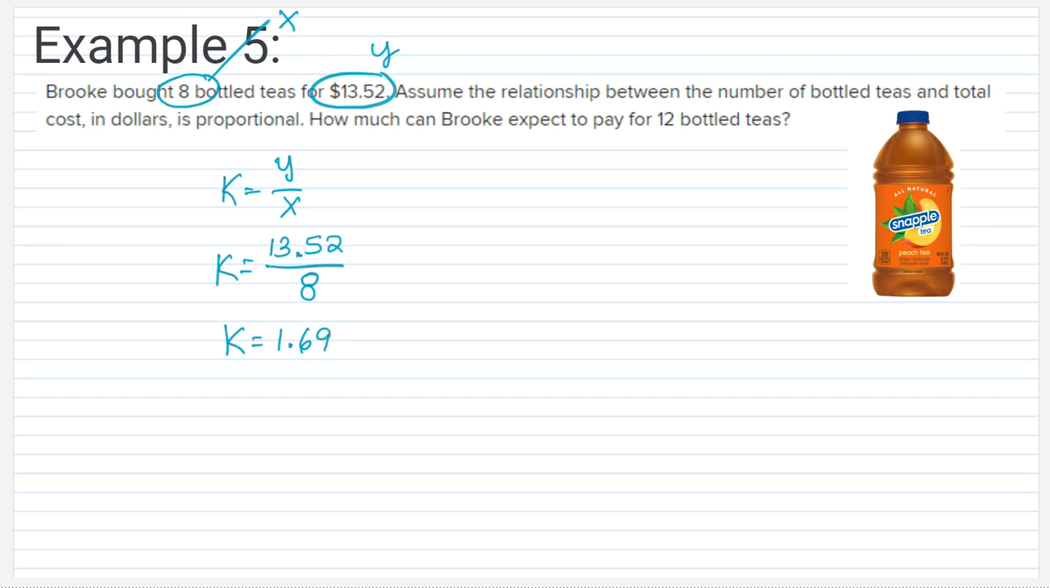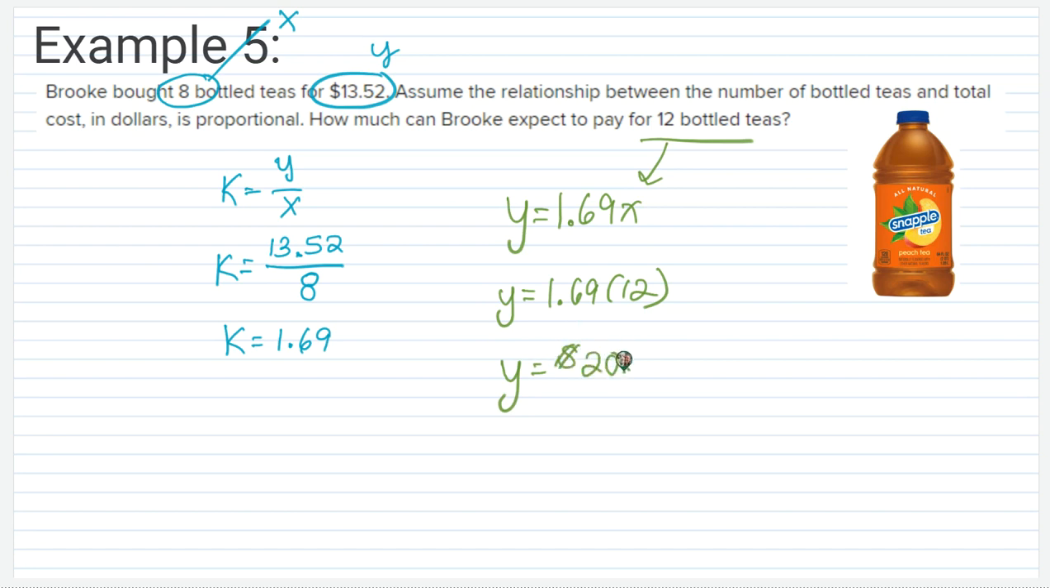Writing out my equation, we're going to have Y equals the value of K that I found multiplied by X. I'm going to plug in 12 for X, because that is my number of bottles of tea. So this equation is going to be rewritten as 1.69 times 12. And then multiplying that out, we're going to find that it's going to cost $20.28 for those 12 bottles. And that's it for that question.